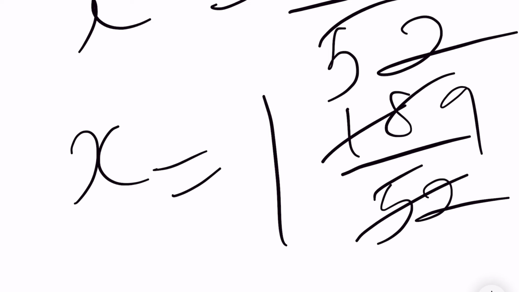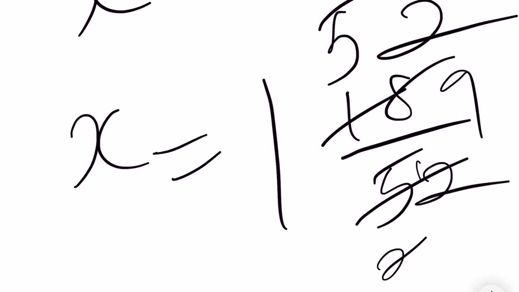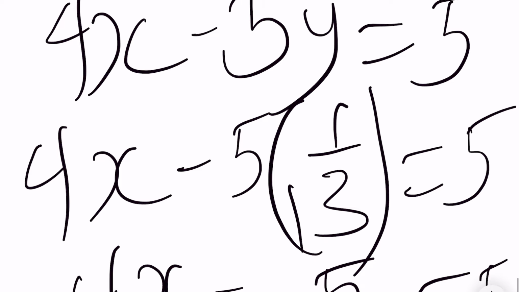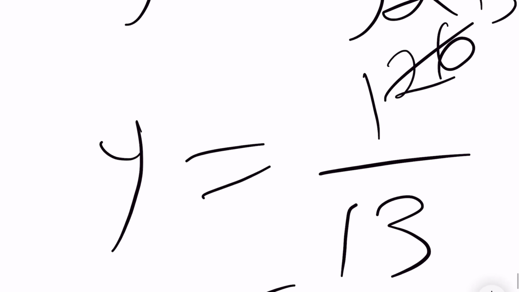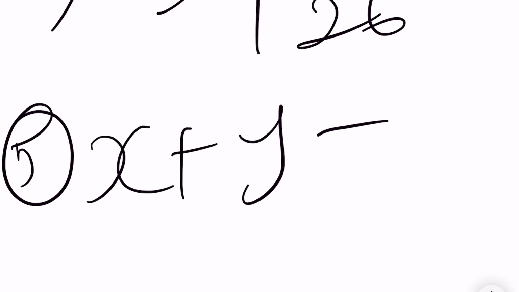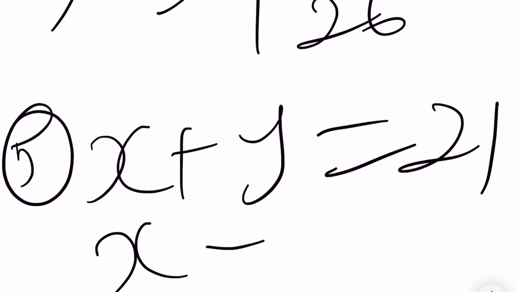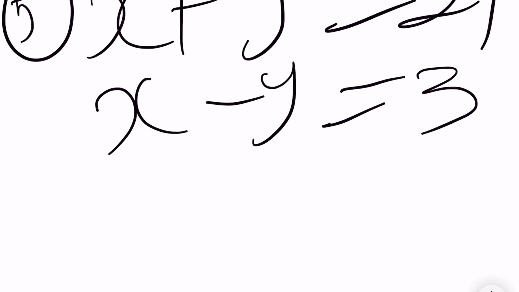So we have 2 here 9, 2 here 26. So we have x to be 1 whole number 9 over 26. Now for our y, we've gotten our y to be 1 over 13. Now moving to the last question, we have x plus y equals 21, x minus y equals 3.